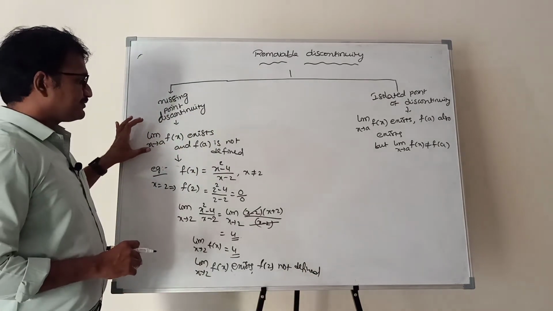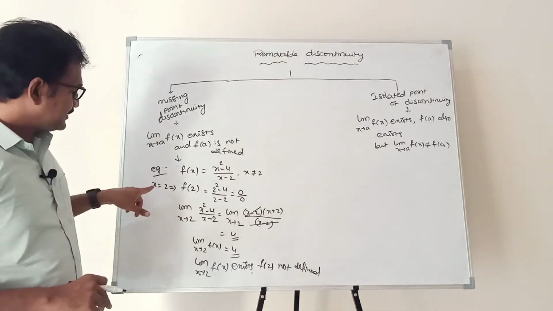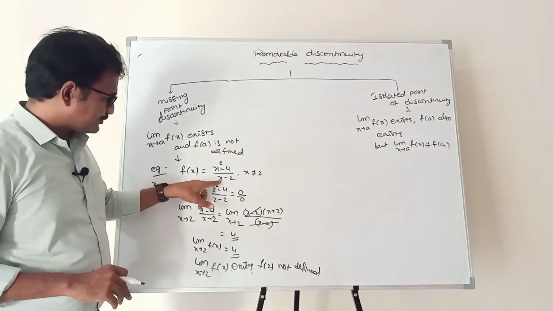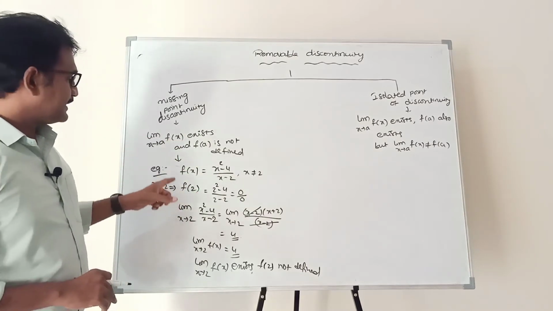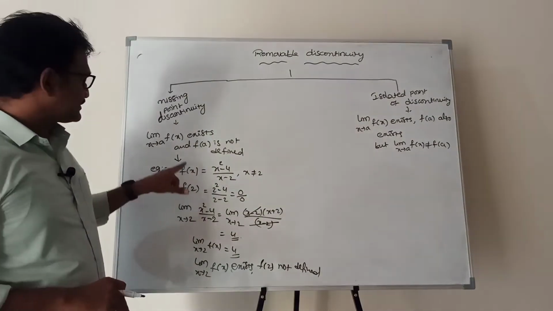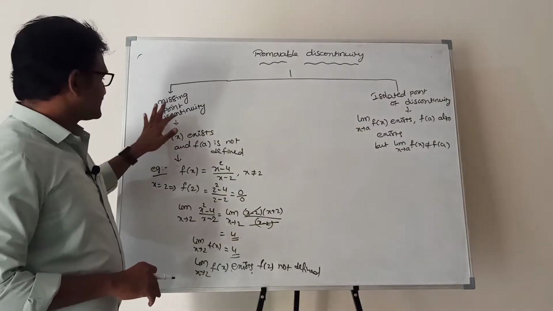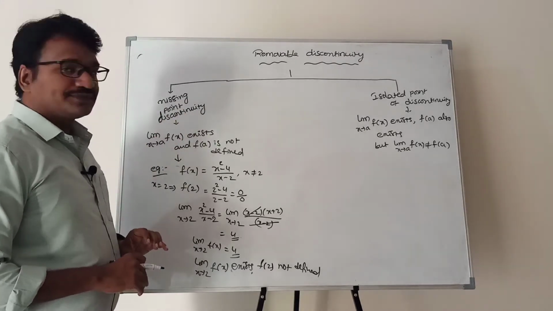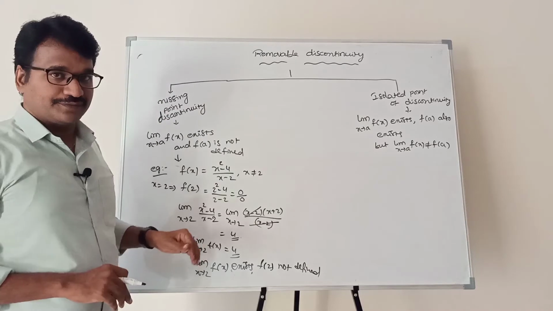So this type of discontinuity is called missing point discontinuity. Only at x equal to 2, 2 minus 2 becomes 0. The denominator is 0, so the function is not defined only at this point. That's why this is called missing point. Only one point is missing, and at this point the function is discontinuous.